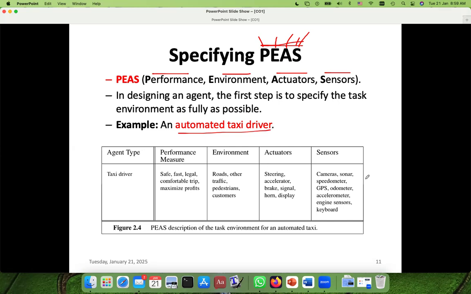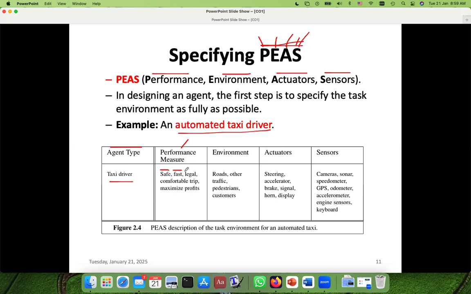So then what? Okay, then you can do some. What is the name of the agent or agent type? It is taxi driver, automated taxi driver. You can also write. And then what would be the performance measure of this agent? I want that when this taxi will drive on roads, the journey will be safe. Okay. I want that the traveling would be fast.